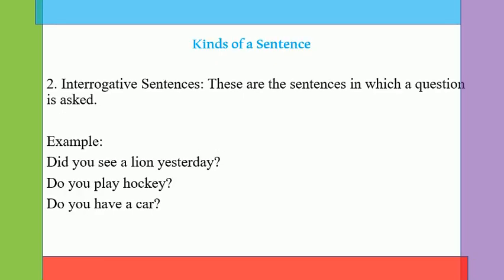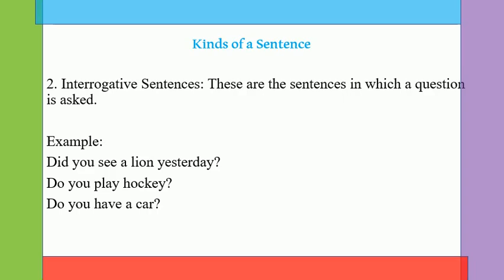So in the second number, we have interrogative sentences. These are the sentences in which a question is asked. You basically interrogate a person, you ask a question, you put forward a question, and you want an answer for that. These are examples of interrogative sentences. Let's see a few examples. Did you see a lion yesterday?